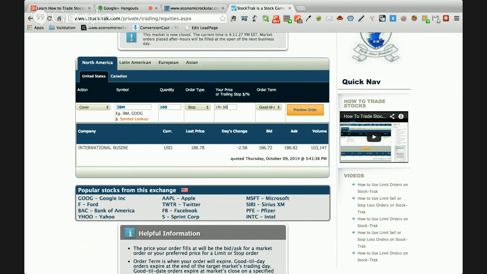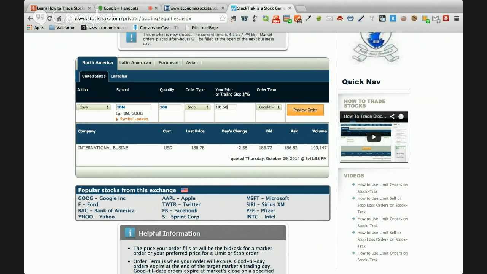And the reason why I put it in at a higher price is that if the stock price goes up, I'm losing money because I've just shorted IBM. I short IBM in order to gain on the downside. So if IBM continues upward, at least I'll be triggered out and stopped out of my position at 191.50. Therefore, I'm not taking any more losses if that stock price continues upward.